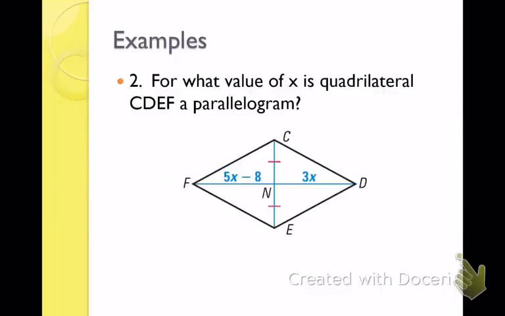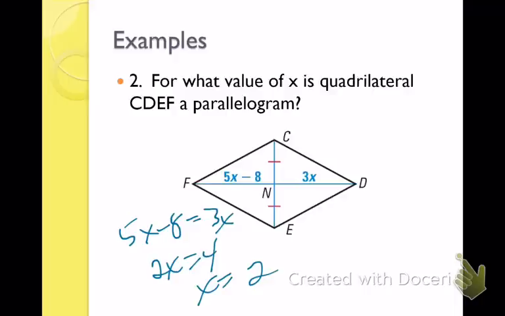All right? Another example for you to think about here. What does x have to be in order for this quadrilateral CDEF to be a p-gram? Think about it. Come up with a value, stop the video, and then start it back up to see if you're right. Okay, did you come up with 2? Well, if this is going to be a p-gram, the diagonals have to bisect each other. So that means 5x minus 8 would have to be equal to 3x, and just solve that, and x ends up being 2. So 2 is the only value of x that would make this a parallelogram.